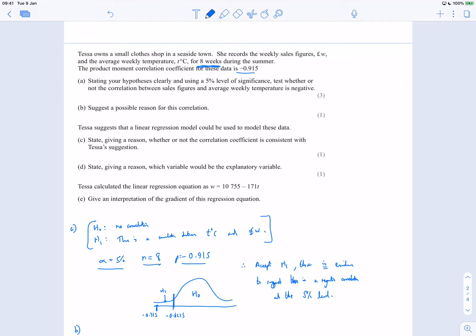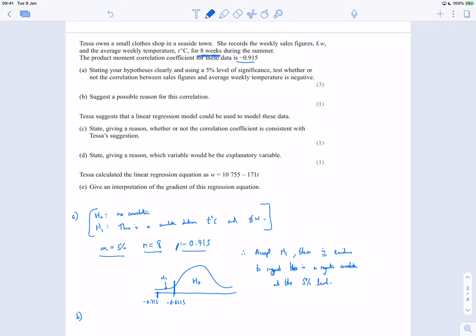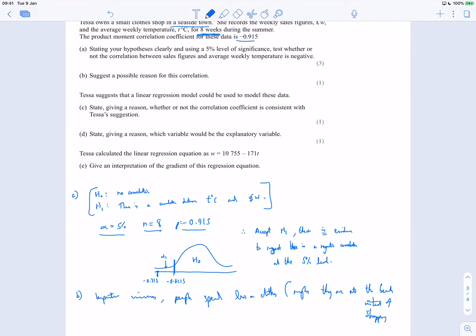Well, you just have a look at human factors, right? Tessa owns a small clothes shop in a seaside town. We've just kind of shown that at the 5% level, there is a negative correlation. So maybe when temperature increases, people spend less on clothes, and because she lives in a seaside town, maybe they are at the beach instead of shopping. Who knows? There's so many things you could put there. As long as it's a sensible reason, it doesn't particularly matter.